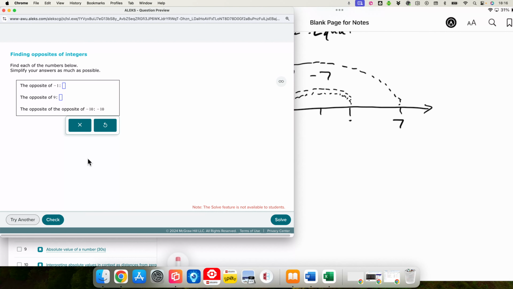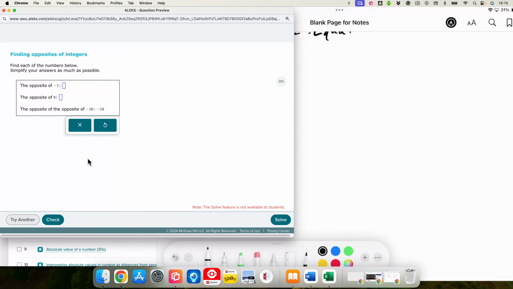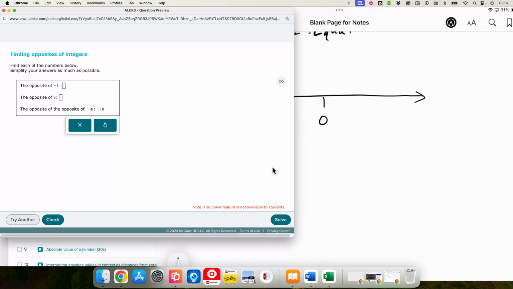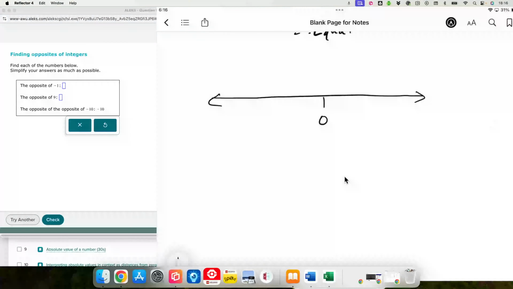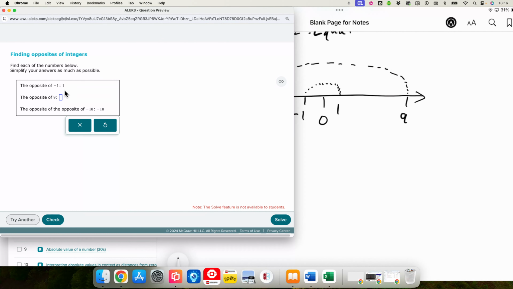So let's take a look at the first two because they're actually decent. We will have the opposite of -1 and the opposite of 9. Let's go ahead and put both of them on our number line and get started with that. The opposite of -1, the opposite of 9. -1, if I fold it across 0, would land at +1. And 9, if I folded it across 0, would end up at -9. So again, we were just flipping the sign of these when we were talking about the opposite.